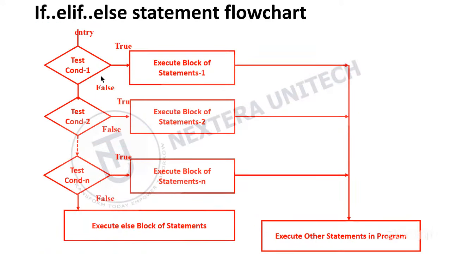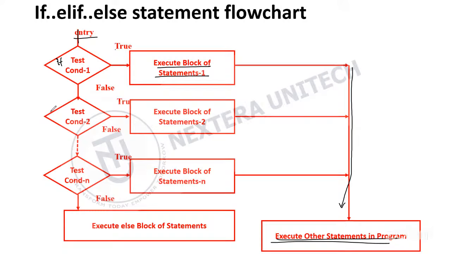So this is the flow chart. First it will enter the if, elif, else statements and check the first test condition. Let's say this is for if. If the condition is true, it will execute the block of statements, skip all other conditions, and move on to the other statements in the program. That is, it will skip all other elif and else conditions. If there are any more statements outside, it will run them. Otherwise, nothing will be printed, okay?